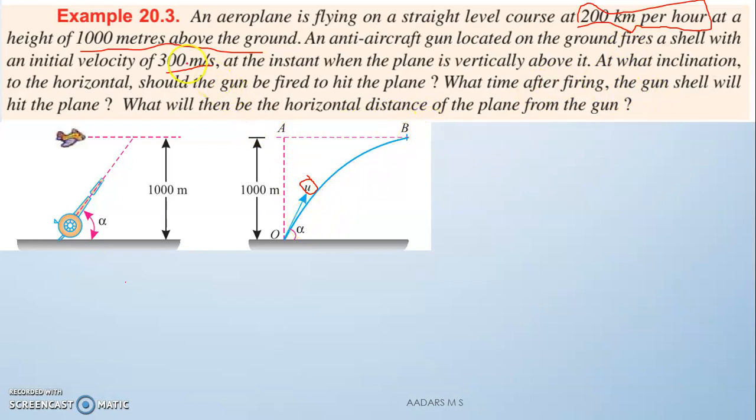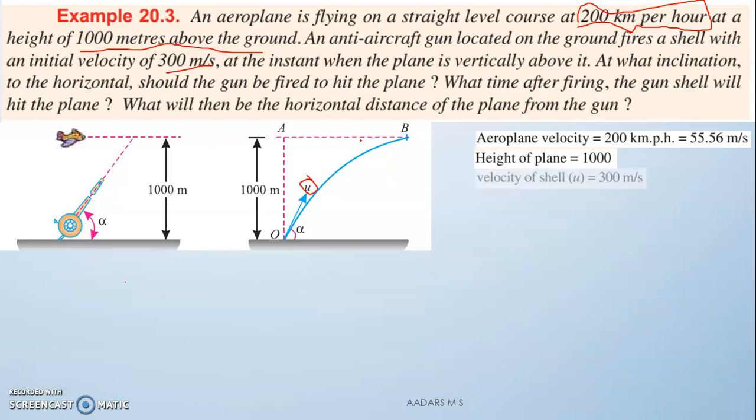And again, the initial velocity u is given as 300 meter per second. We will have its horizontal component as u cos alpha, and multiplying with the time, we again get the same distance AB. So we will compare these two and we will get the angle alpha. Writing the plane velocity in meter per second, we obtain 55.56 meter per second.